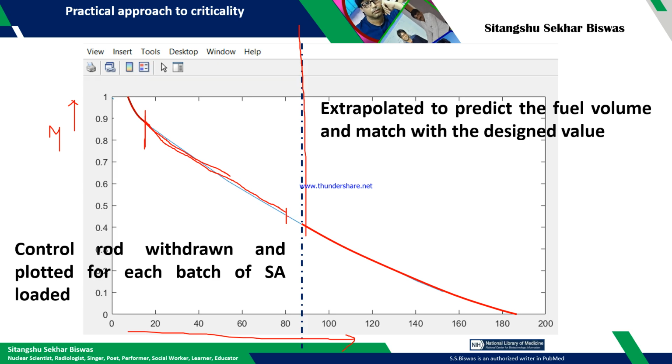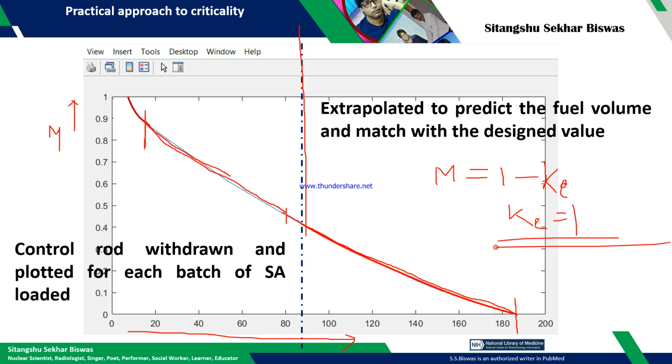After that, it is not advisable to lift the absorber rod completely and measure the value. So after that, with this segment of the graph we extrapolated and took the line to where it touches the x-axis. Touching the x-axis means m is equal to 0. M equal to 0 means m is basically 1 minus K effective, correct? So m equal to 0 means your K effective is 1. That means criticality is achieved.